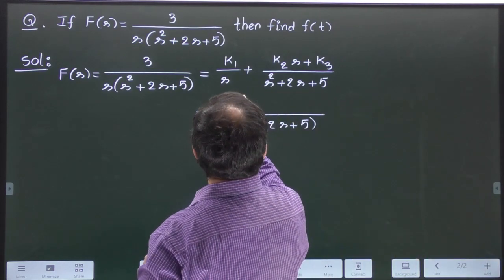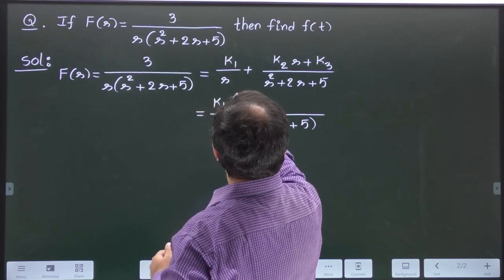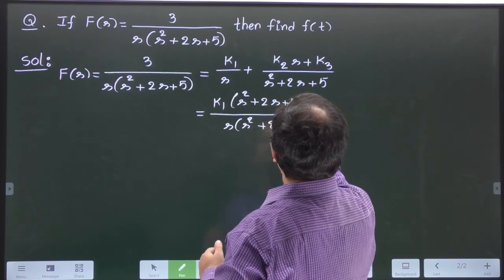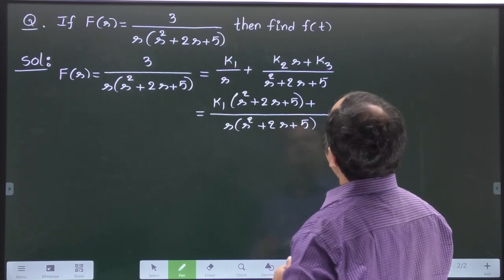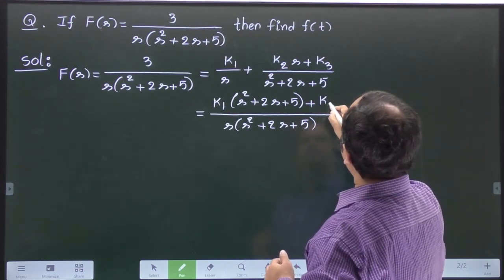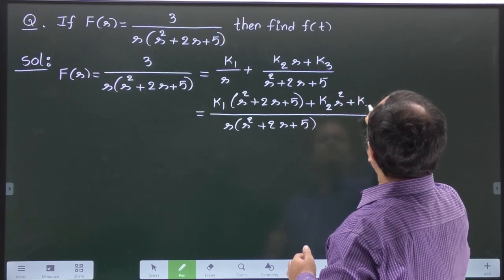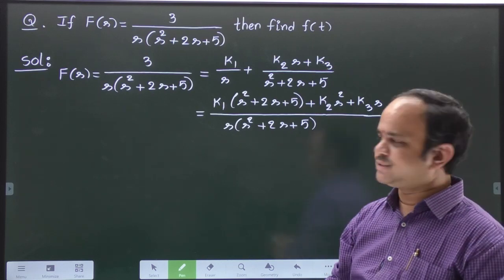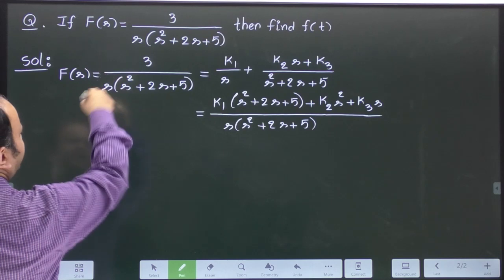Therefore, what I can have here is k1 into (s square plus 2s plus 5). Now the second term, k2 into s square plus k3 into s. So once you have that form, the left hand side is normal.